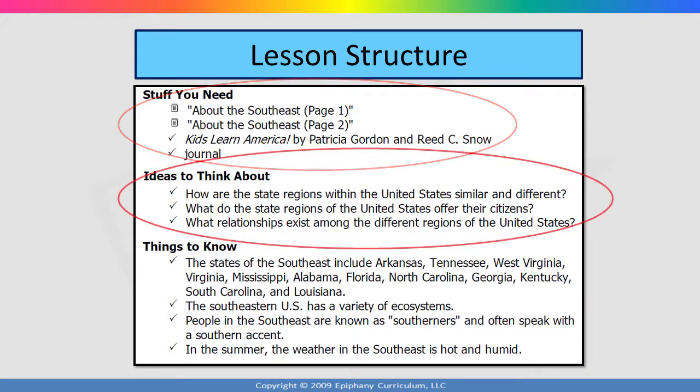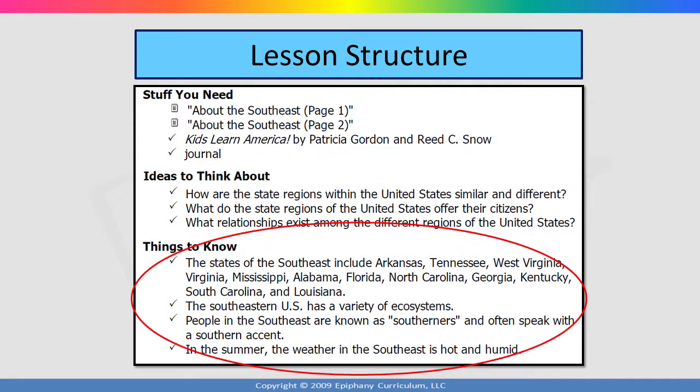Ideas to think about are questions related to the concepts and ideas in each unit. These are not questions that your child needs to answer each morning, but rather conceptual understandings that your child will gain through the lesson. The lesson will help your child to explore and answer these big questions so that her understanding of the concept is reinforced.